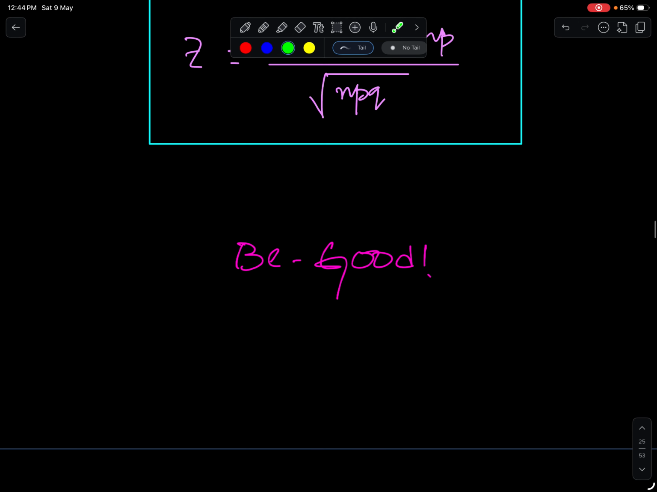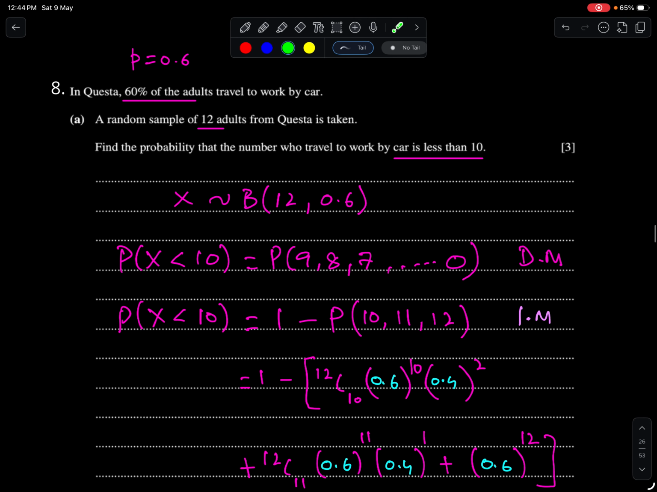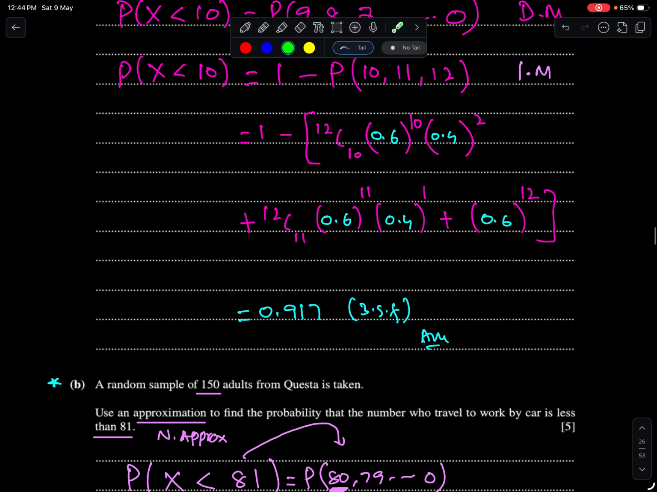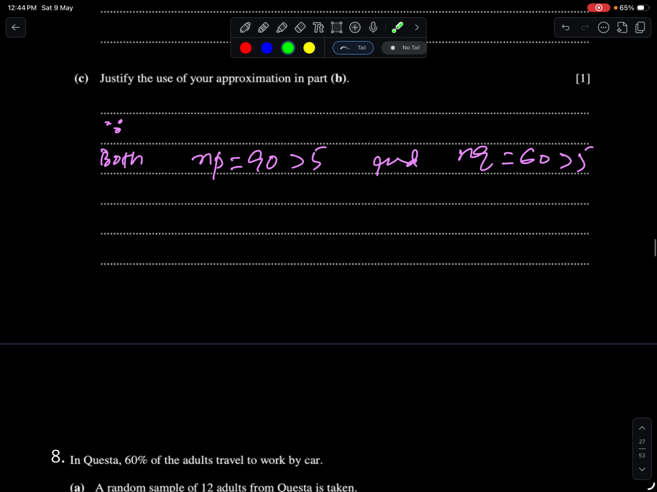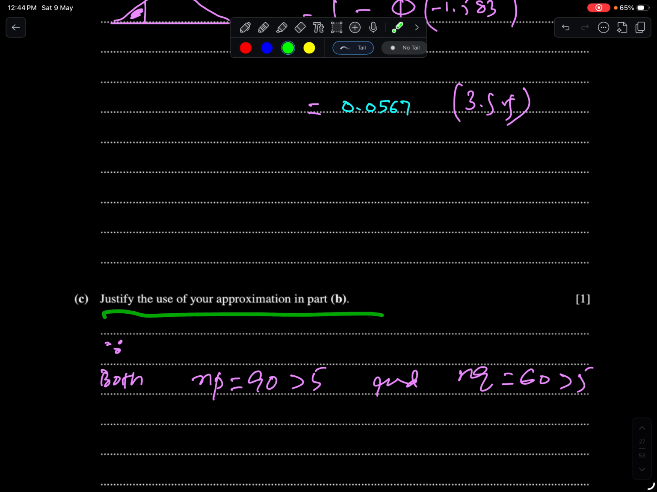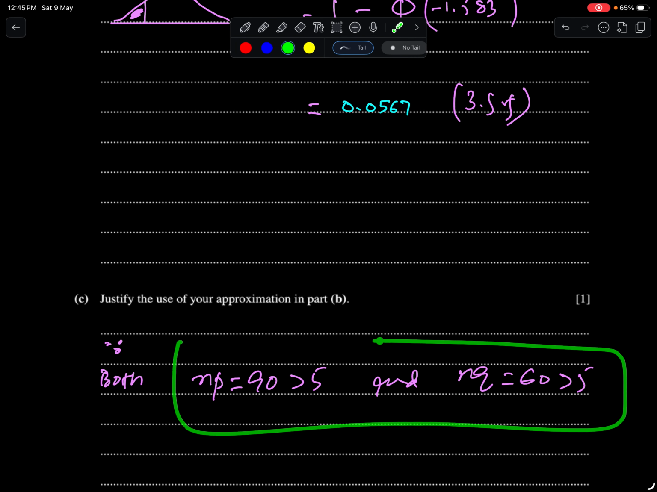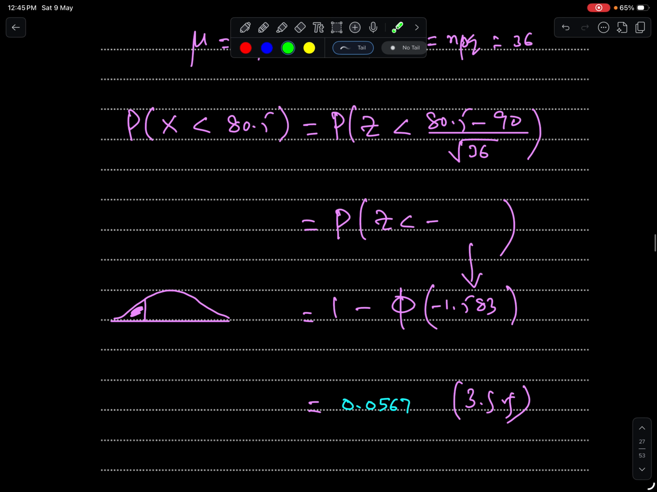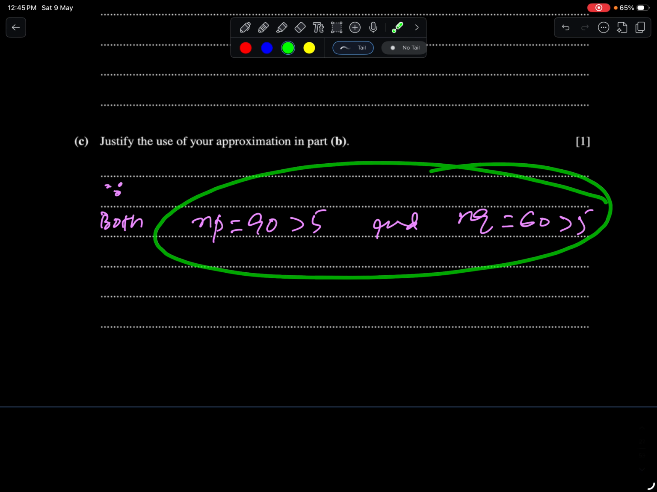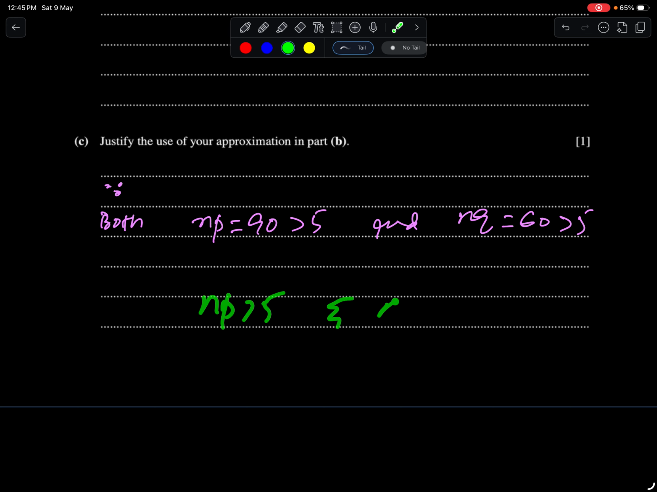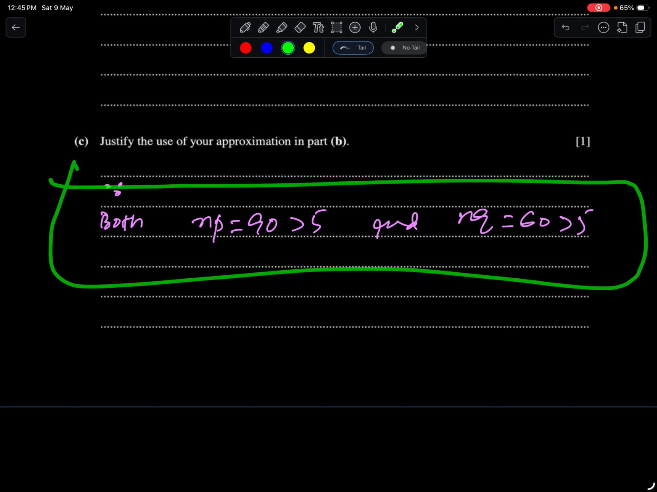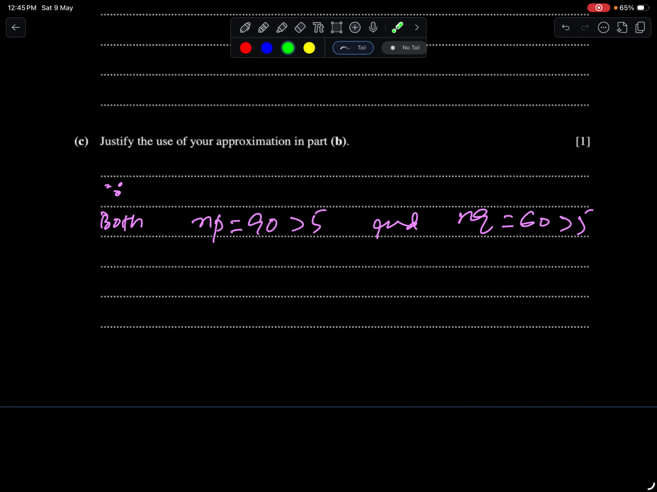Normal approximation to binomial distribution, we have done this. Here is the justification of using normal approximation to binomial. You have to show comparison. np is 90 greater than 5. nq is 60 greater than 5. This is the way to justify the use of normal approximation. Must write in this way. Don't write np greater than 5, nq greater than 5. You have to show the comparison. This is the right way to justify the normal approximation to binomial distribution.